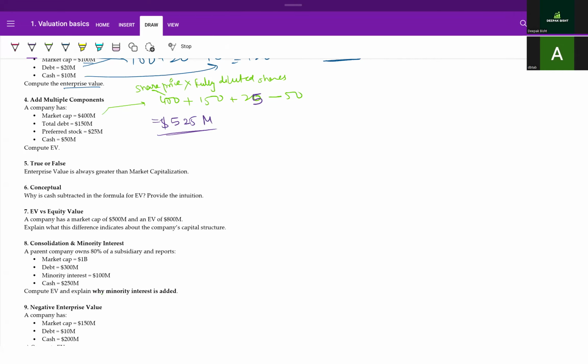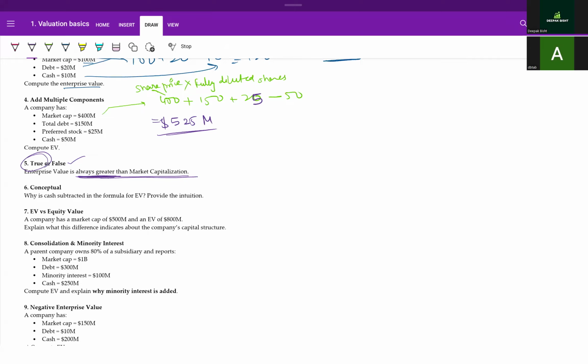Next question is whether it's true or false. Enterprise value is greater than market cap. Can enterprise value be greater than market cap? The answer is false, because a company with low or no debt or a lot of cash can have an enterprise value which is less than market cap, and this is a rare case. So it's not always greater than market cap. The question here is saying always greater than. No, it's false, but in some cases it could be true.